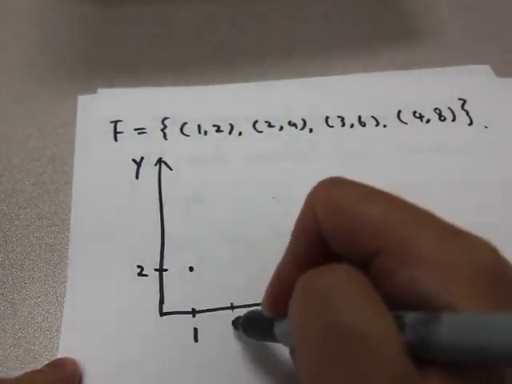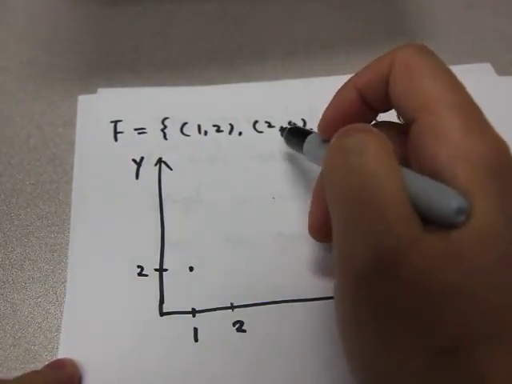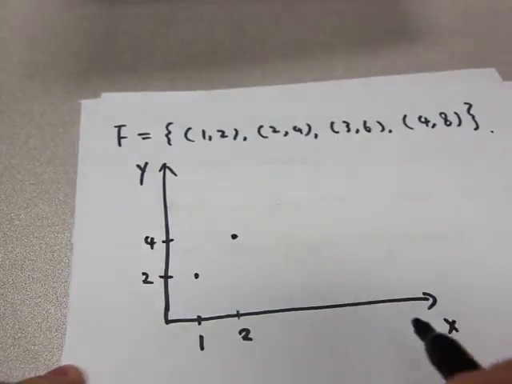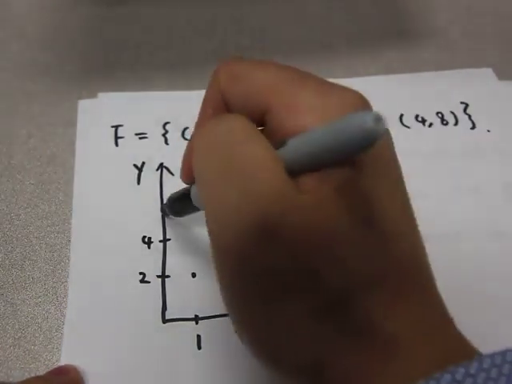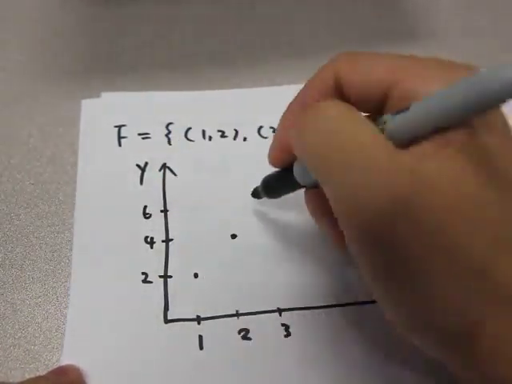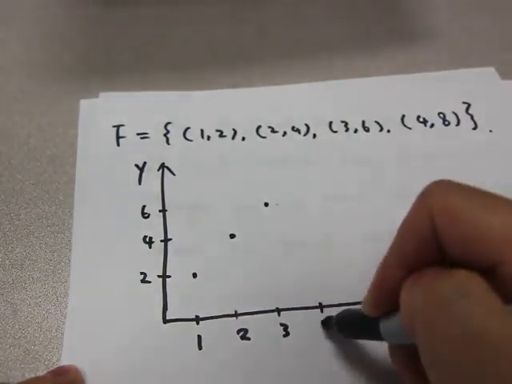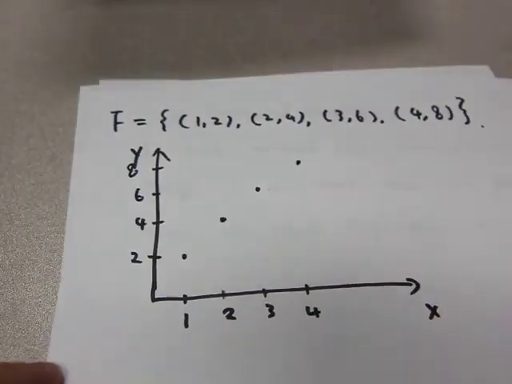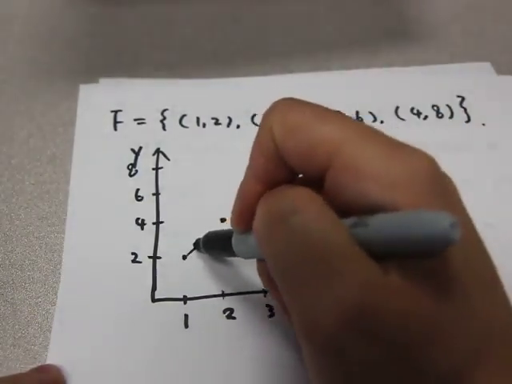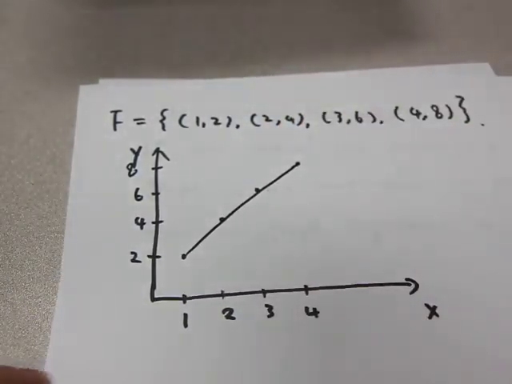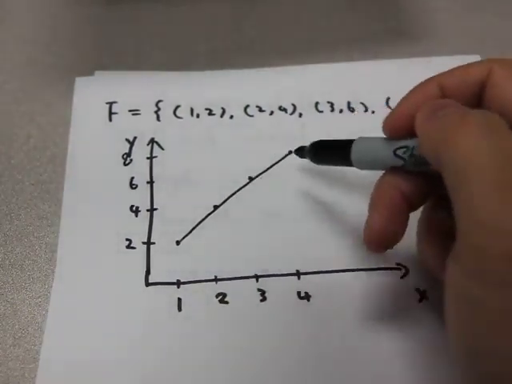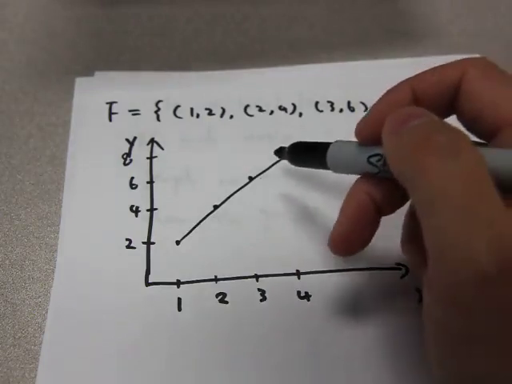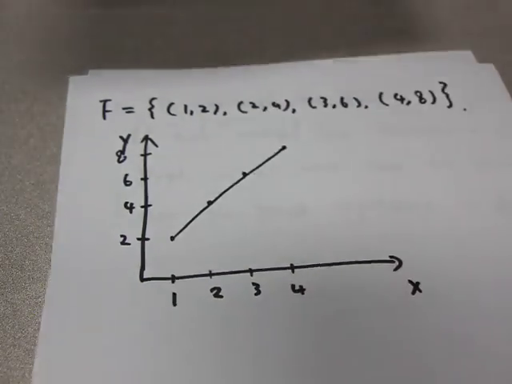Now the second ordered pair, 2 and 4, is here. 3 and 6, and 4 and 8. Then we connect these 4 points, so we can generate this straight line. Now this straight line is called the graph of this function.